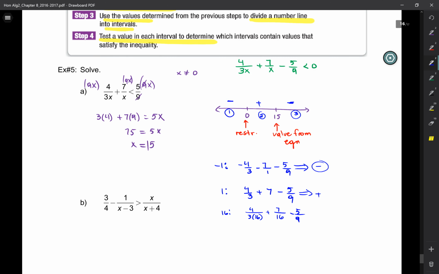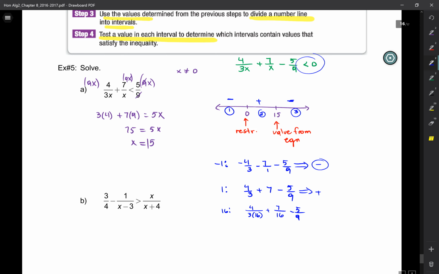Now, my inequality here says I want numbers that are less than 0. Those are the negatives. So I want the region here, where I got negative values, and I want the region here, where I got negative values. How can I describe that region? Well, the one on the left is the region where x is less than 0, or the one on the right is the region where x is greater than 15. And that's my answer. Okay?